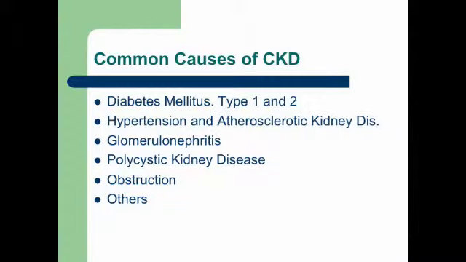The third type of kidney disease that we see is called glomerulonephritis, where you get protein and blood in the urine. And there are various types of glomerulonephritis, usually requiring a kidney biopsy to differentiate between one or the other.